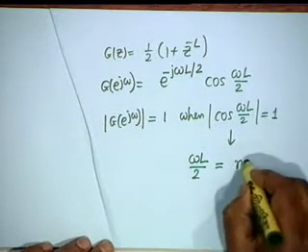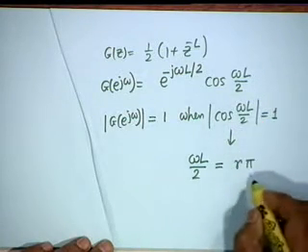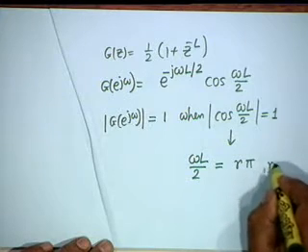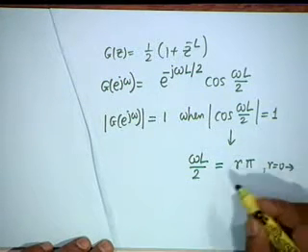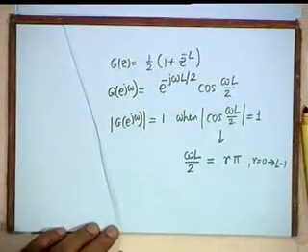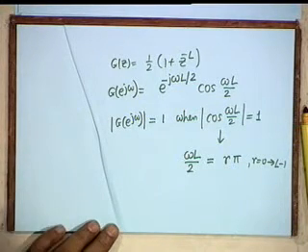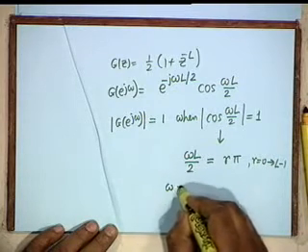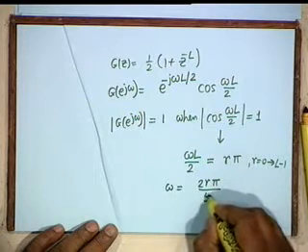And that occurs when omega L by 2 is equal to a multiple of pi. Okay? Let us say r pi. Now, since it is L, our R should go from 0 to L minus 1. It is a periodic function. Okay. How many times shall it be equal to 1 in one period? That is 0 to twice pi or minus pi to plus pi. Obviously, these frequencies are twice R pi divided by L.